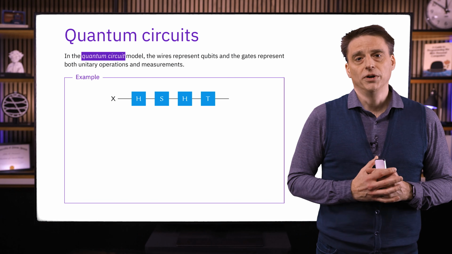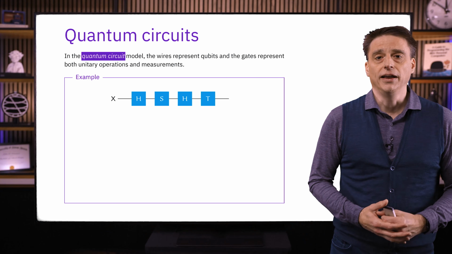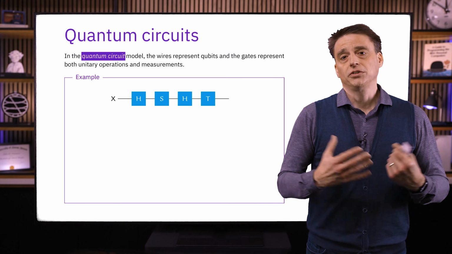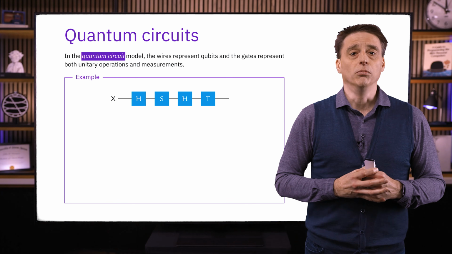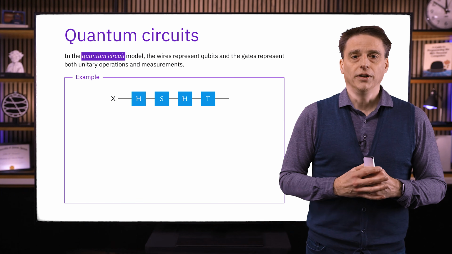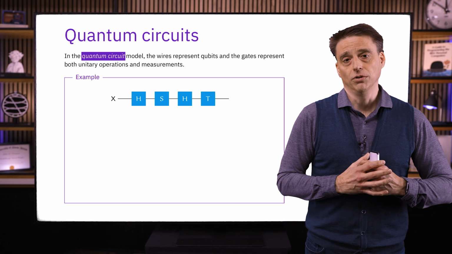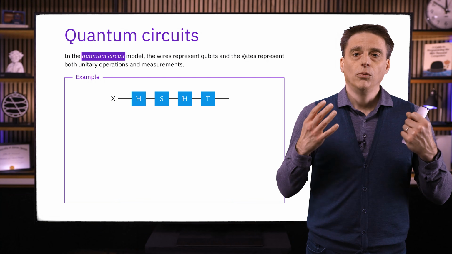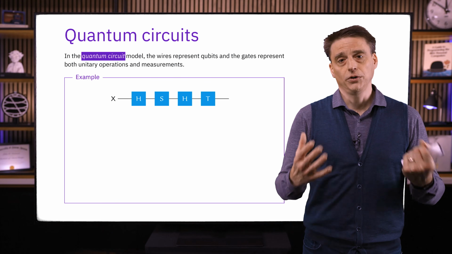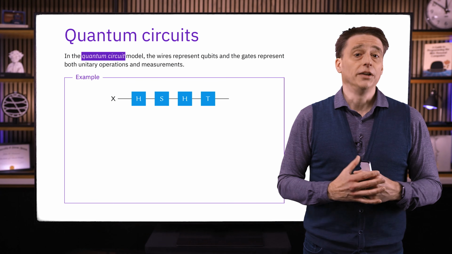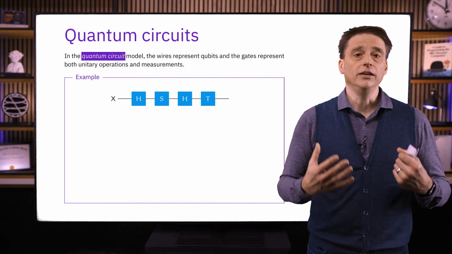If we want to give the qubit a name, such as x, we can indicate that in the diagram by putting an x right here. That's optional. Just like we had for the Boolean circuit from a few moments ago, we can think about this circuit as representing a sequence of operations where time goes from left to right. So we start out with x, we apply the first gate, which is a Hadamard gate, followed by an S gate, then another Hadamard gate, and finally a T gate.